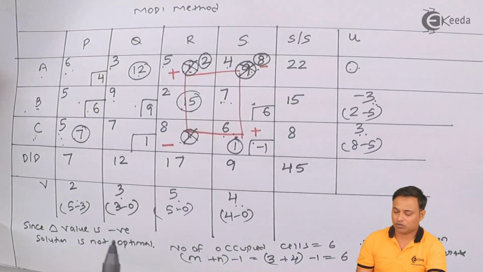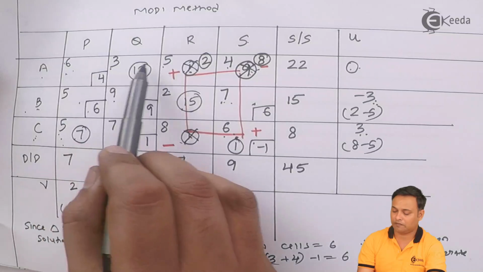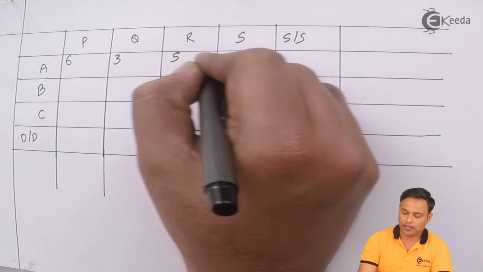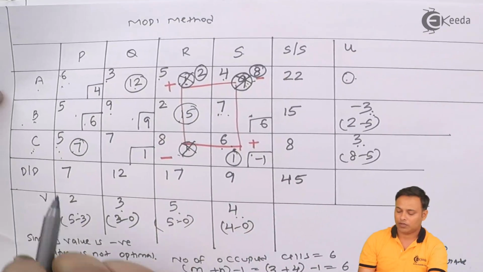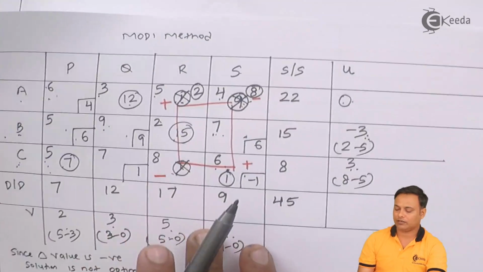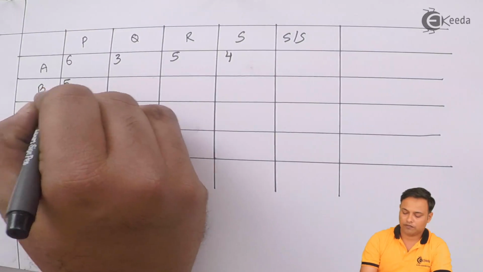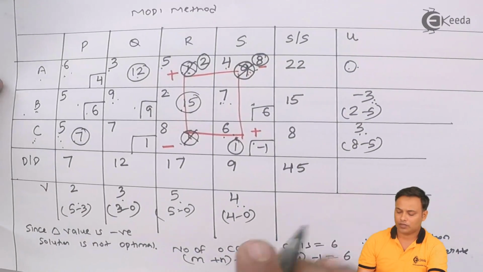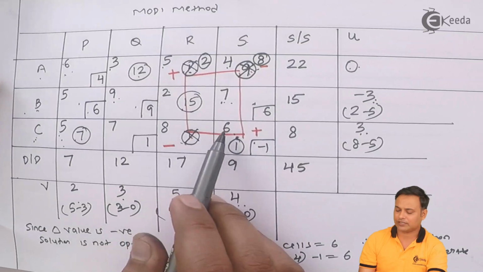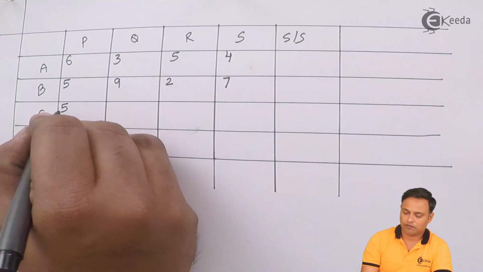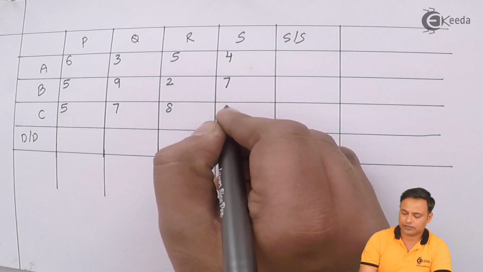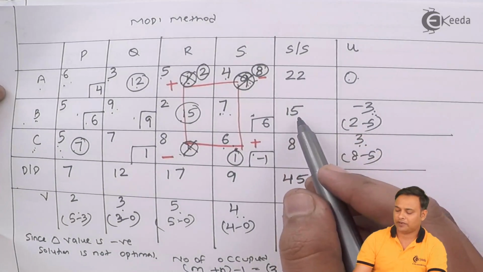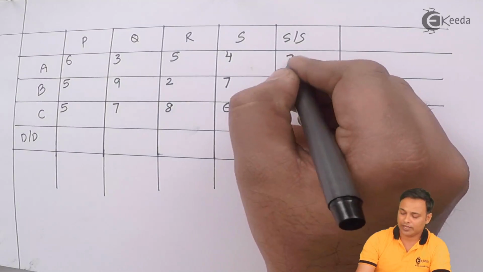So from the table I will just note down the cost first. 6, 3, 5 and 4. 5, 9, 2 and 7. 5, 7, 8 and 6. 22, 15 and 8 my supply.